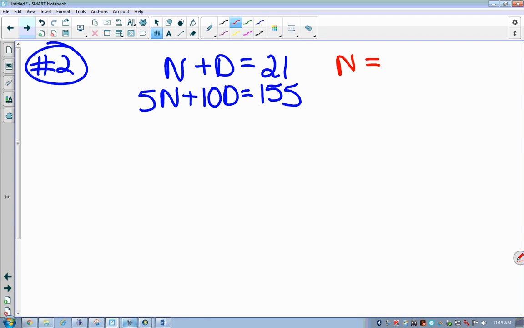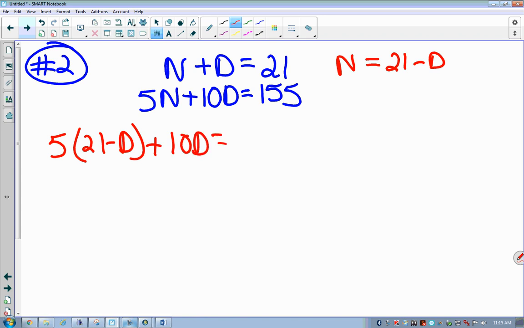So that means 21 minus D. I'm going to subtract D to the other side. And what that allows me to do is come into this second equation and plug in 21 minus D, plus 10D equals 155, and I can solve the whole equation for dimes. And once I've solved for dimes, I can go back into the original first equation and solve it for nickels.